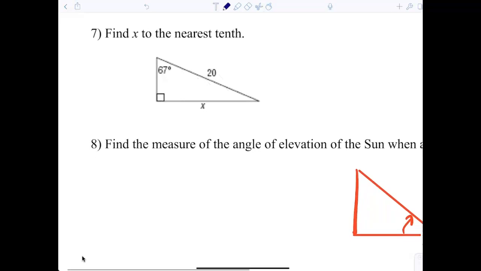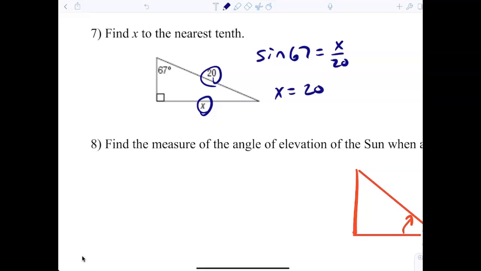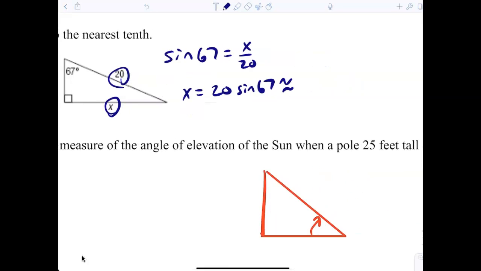Now, number 7, let's go. So in this case, we have the opposite and the hypotenuse. So this would be sine of 67 is equal to x over 20. So x is equal to 20 sine 67. I'm needing help here. Approximately 18? Yeah, 18.4.